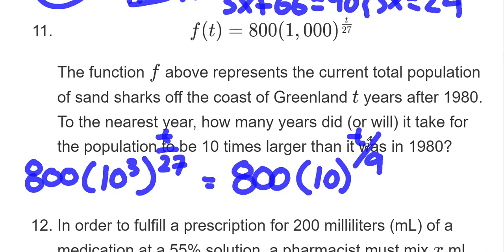Anything to the 0 power is just 1. So we just get 800. It starts off as 800. If we want it to be 10 times as great, we're just going to make t equal to 9. Okay.